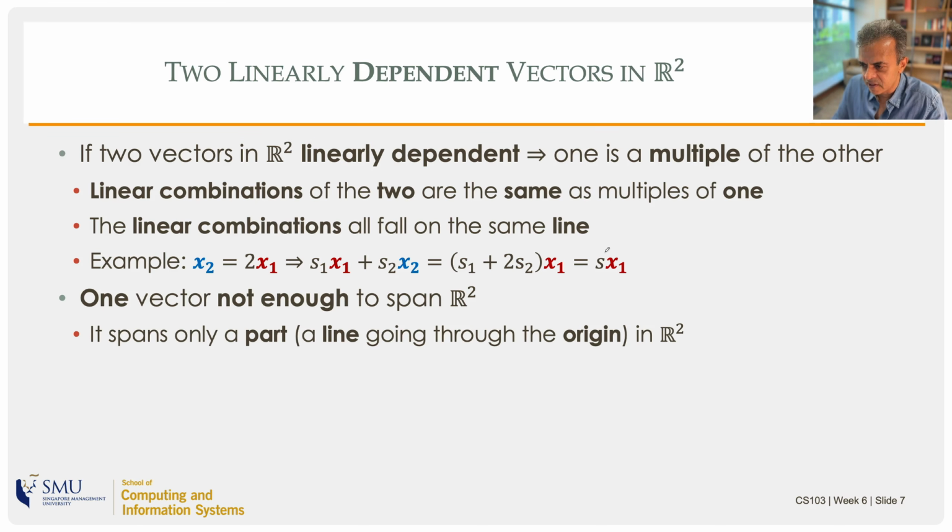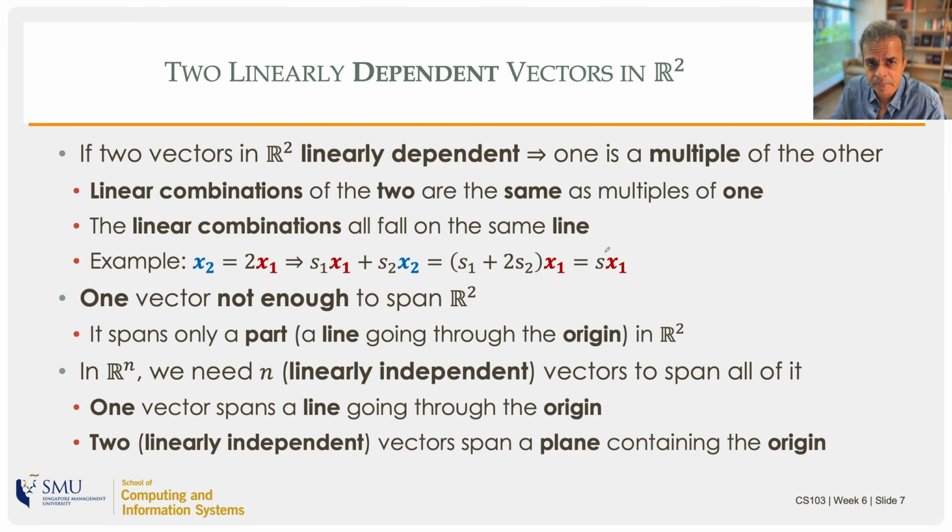So one vector, as you know, is not enough to span all of R2. It will span only one line. And two vectors, if they are linearly dependent, also span only one line. It is as though you have only one vector. It spans only one part of R2, a line going through the origin. That is important too. Later, we will call that a subspace.